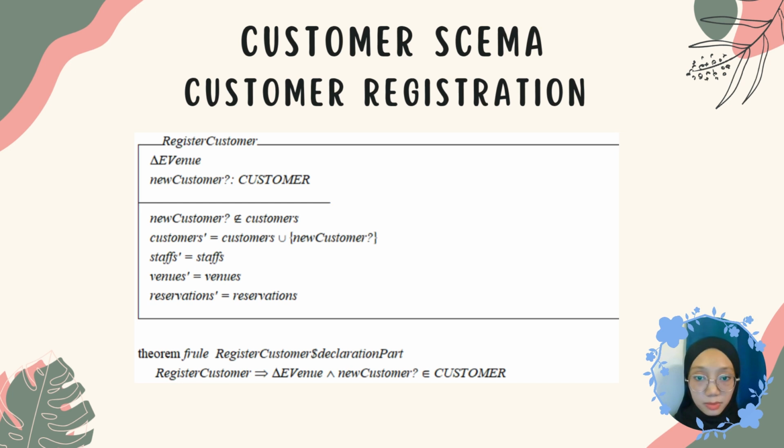Next, we move to customer schema. First, customer registration schema. This schema handles customer registration. It will check whether the customer ID already exists. If it doesn't, the customer is added to the system. The theorem here validates that the input must be a valid customer from the defined customer set and confirms the system state is correctly updated. This is to ensure that only valid registrations go through and duplicates are avoided.